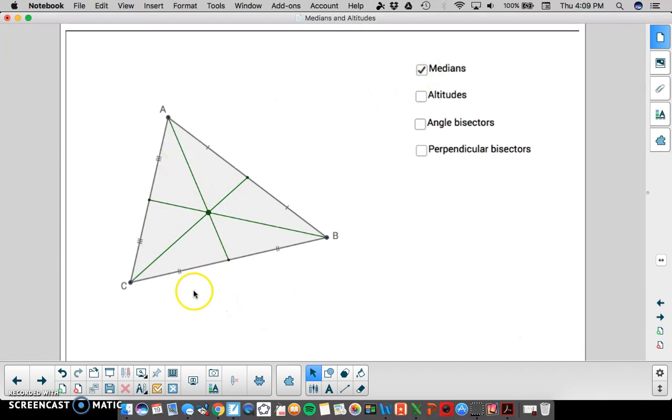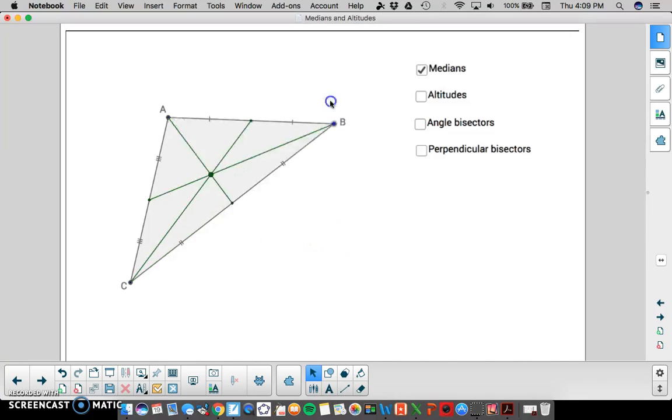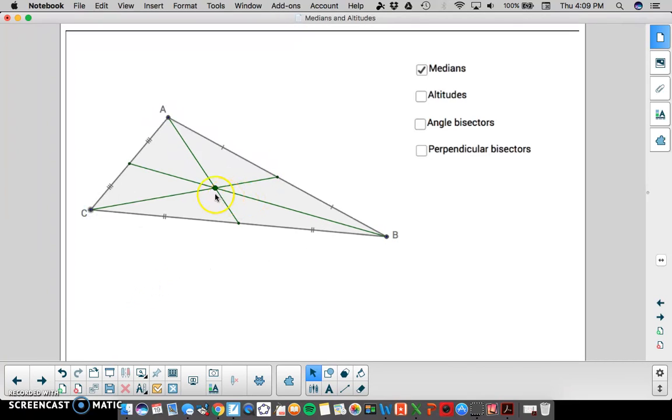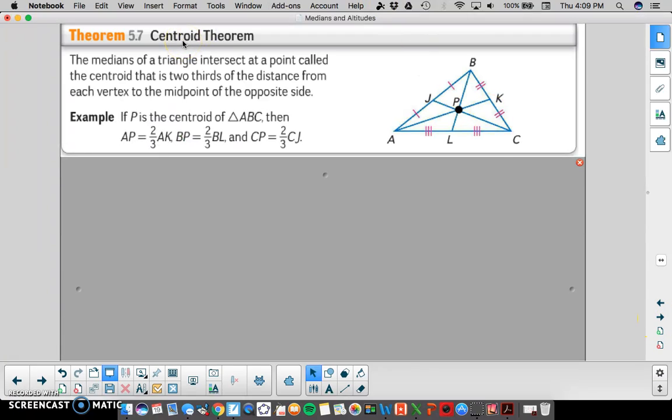We can see the medians in this picture ABC, where all of those medians are concurrent at the single point here. No matter where I move my triangle, those medians are always going to be concurrent. They intersect at this point. This point of concurrency for medians is called the centroid.